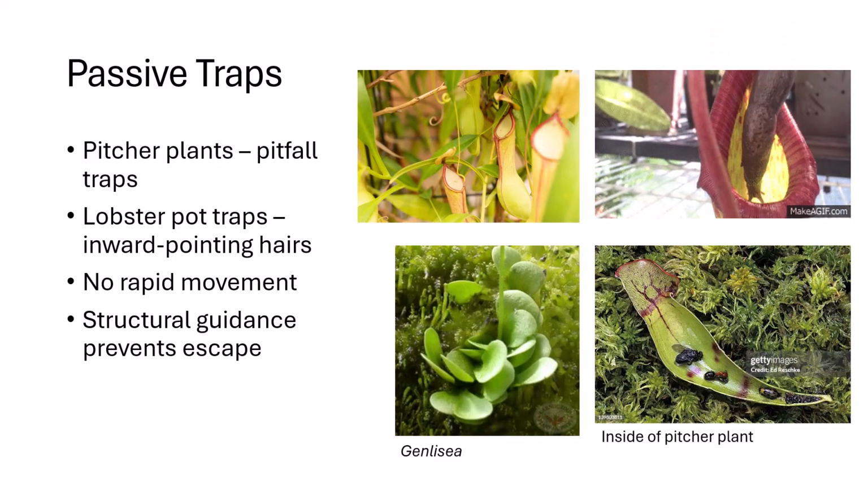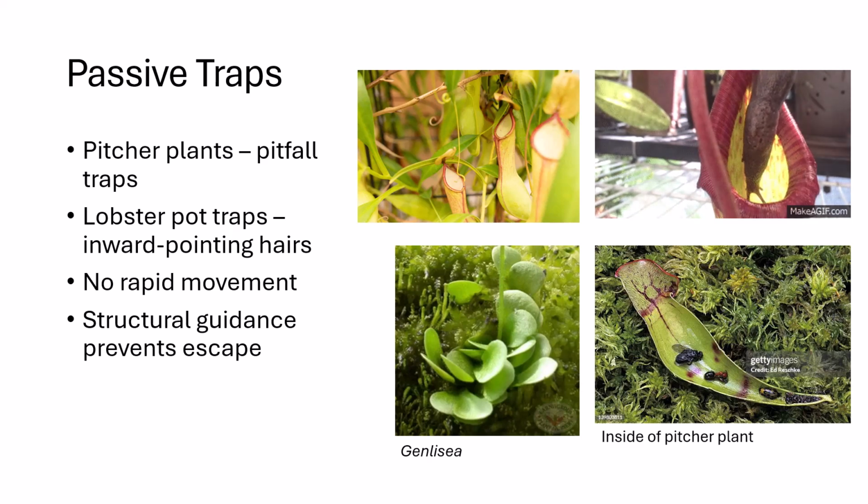Passive traps capture prey using specialized shapes and surfaces rather than rapid movement. Pitcher plants use pitfall traps. Their leaves form deep, fluid-filled chambers with slippery rims and downward pointing hairs. Insects fall in and are unable to climb back out, eventually being digested.